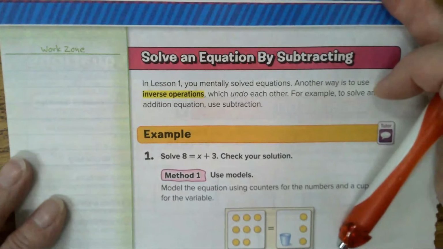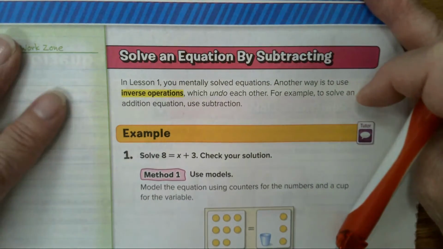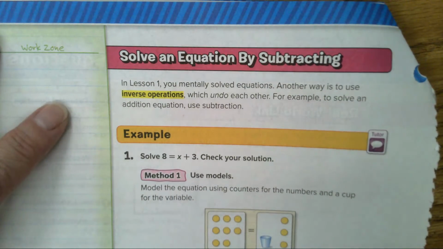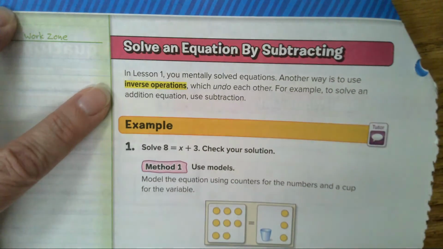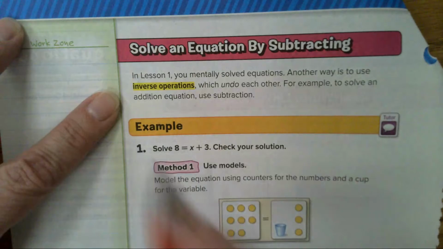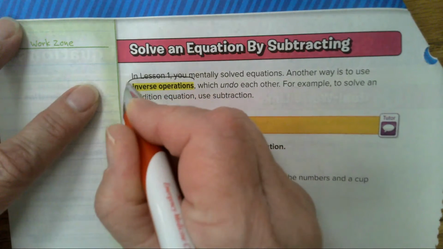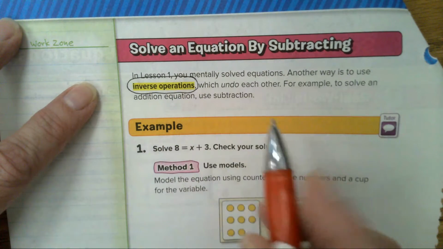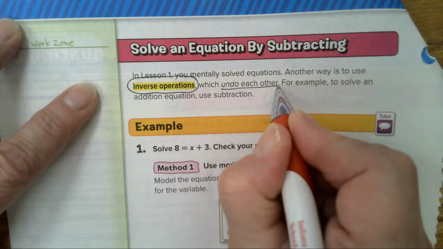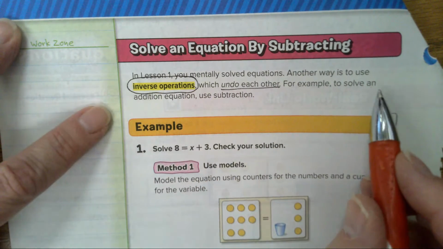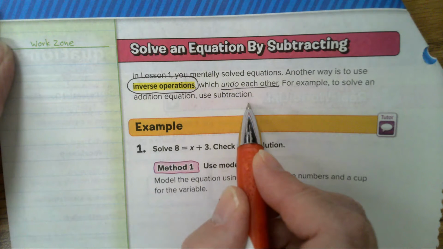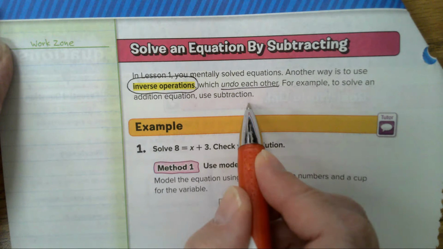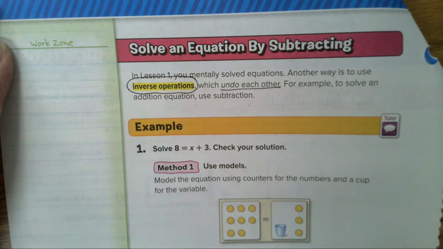Okay, I like this part here. Solve an equation by subtracting. In lesson 1, you mentally solved equations. Another way is to use, circle this word, inverse operations. They undo each other. For example, to solve an addition equation, you use subtraction. So what's the inverse, or what will undo addition? Subtraction. Any questions on that?